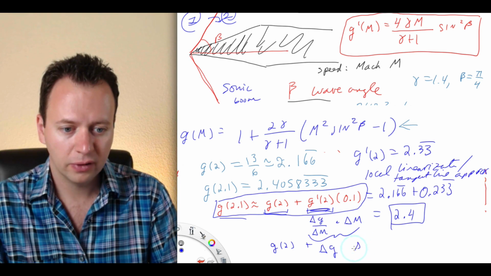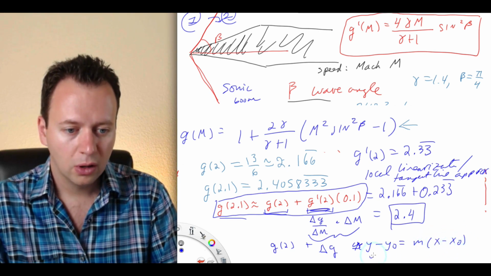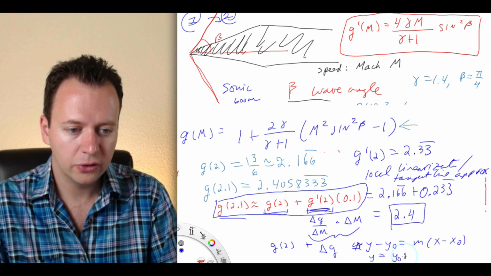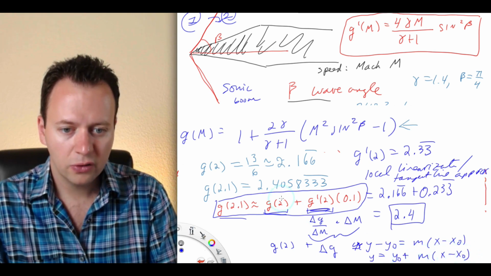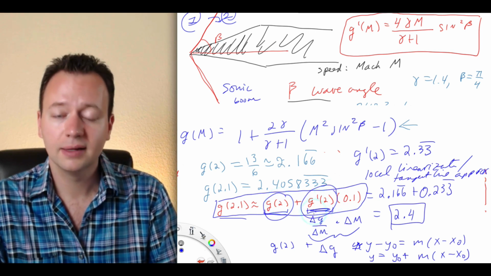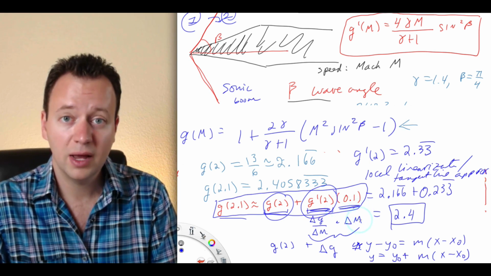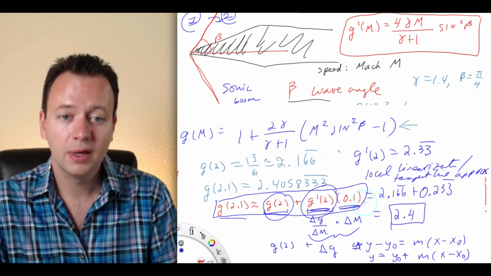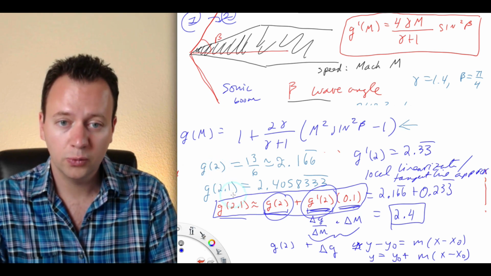So if you just think of y minus y naught is equal to the slope times x minus x naught. This is the point slope. Well, y is going to be the initial value plus the slope times the change in x. So here the initial value was g of 2. The slope of the tangent line is the derivative, so g prime of 2. And then the change in the independent variable, in this case a change of m, is just 0.1 because my independent variable is going from 2 to 2.1.